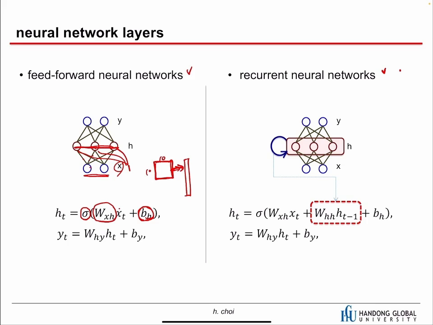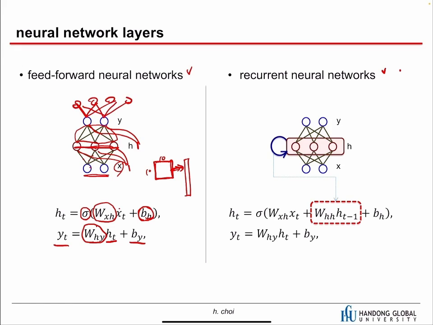We can stack more layers on top of this. Here we have a matrix, which is W_HY, and we multiply this matrix with this vector, and we can have bias here too, and then we can have the output of this neural network. So if you want, you can stack like this. We can continue. So this is feed-forward neural networks, and what about the recurrent neural network?